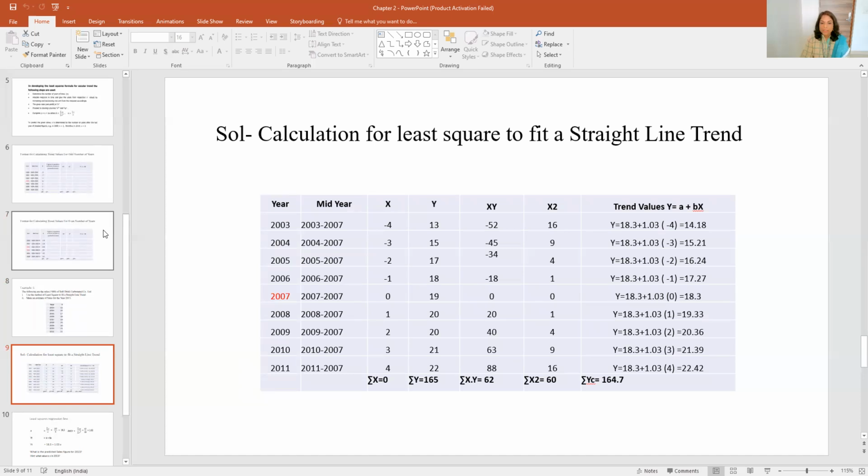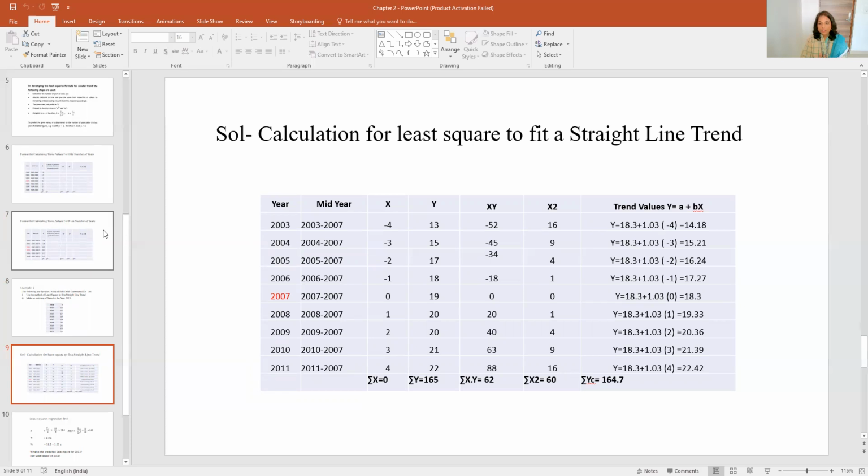Then multiply the X variable with the Y variable. So minus 4 into 13 is minus 52, minus 3 into 15 is minus 45, and it keeps going. After that, add all the values of X into Y. The summation of XY is 62 in this question. Then we calculate X square. The X variable should be multiplied by itself. So minus 4 into minus 4 is 16, always plus, because if you multiply a minus with a minus, it gives a plus value. So 16, 9, 4, 1, 0. The summation of X square we have calculated as 60.